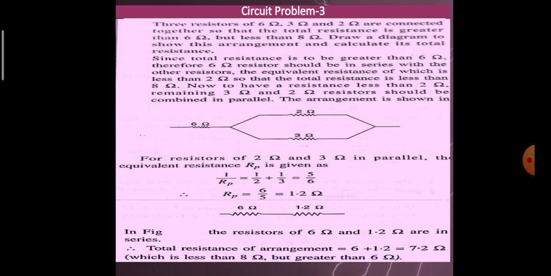For resistors of 2 ohm and 3 ohm in parallel, the equivalent resistance Rp is given as 1 by Rp is 1 by 2 plus 1 by 3, which is 5 by 6, or Rp is equal to 6 by 5, which is 1.2 ohm. Now this has to be connected in series with a 6 ohm resistor. In the figure, the resistors of 6 ohm and 1.2 ohm are in series. Therefore, the total resistance of the arrangement is 6 plus 1.2, which is 7.2 ohm. Please note, this is less than 8 ohm but greater than 6 ohm.